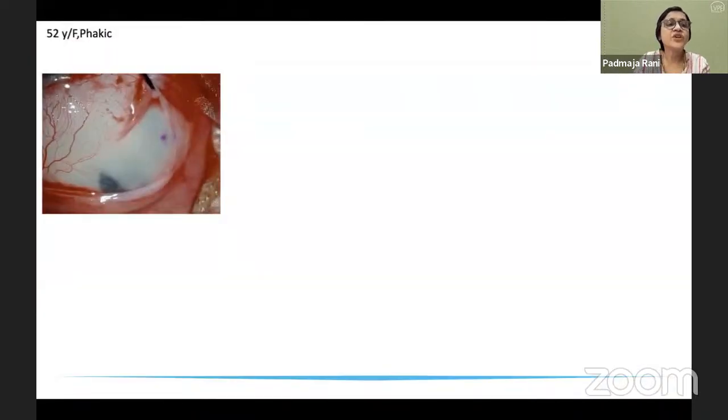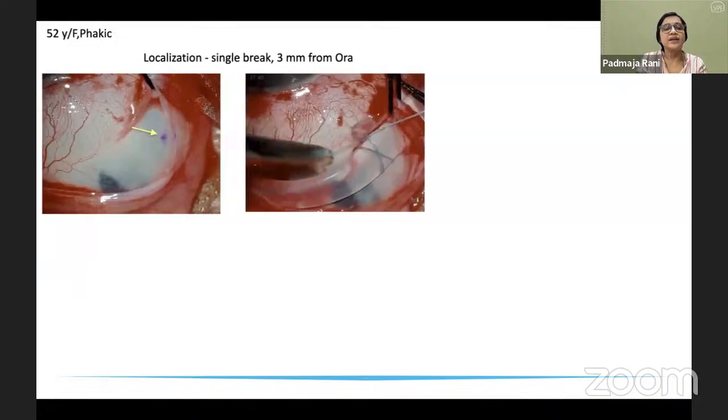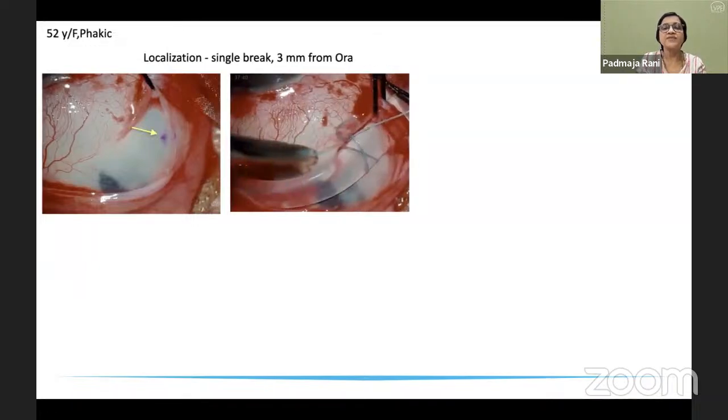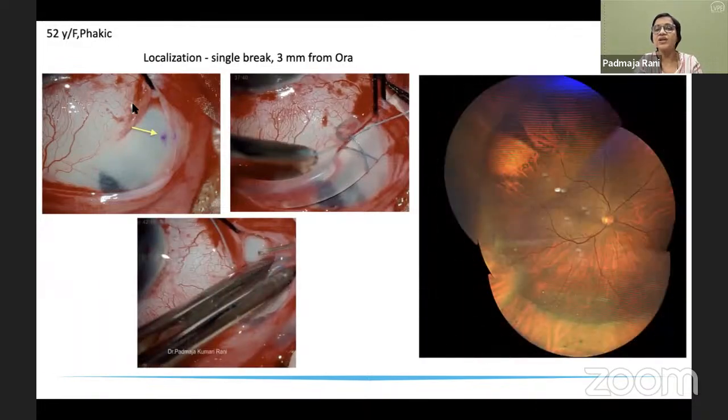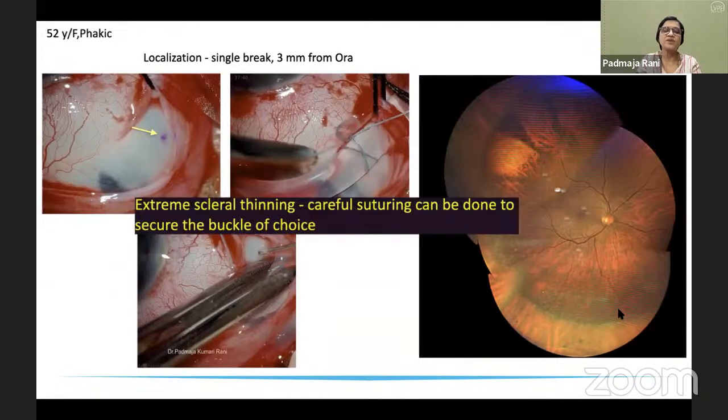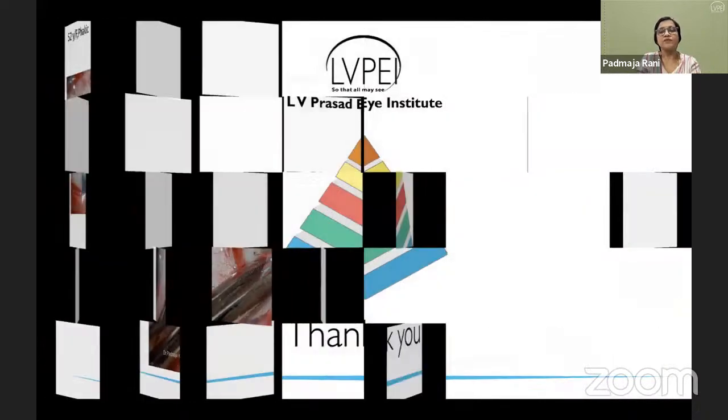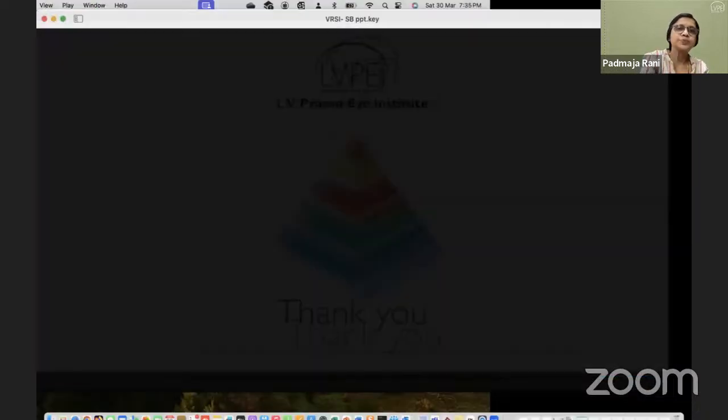Then this is a 52-year-old phakic, and you can see extreme scleral thinning, and the break was 3 mm from the ora. I actually placed a 42 band over the break, and you can appreciate the extreme thinning. With the 42, it settled very well. So in extreme scleral thinning, careful suturing can be done to secure the buckle of choice. Thank you.